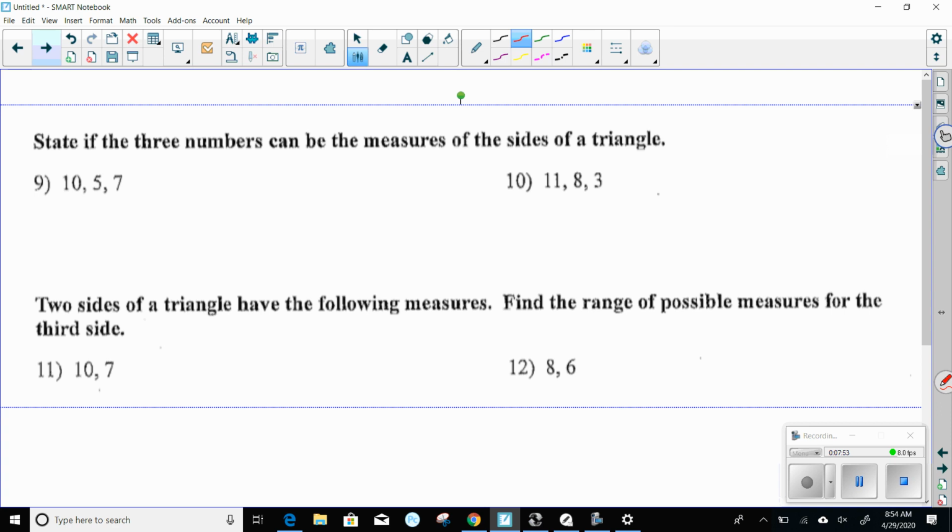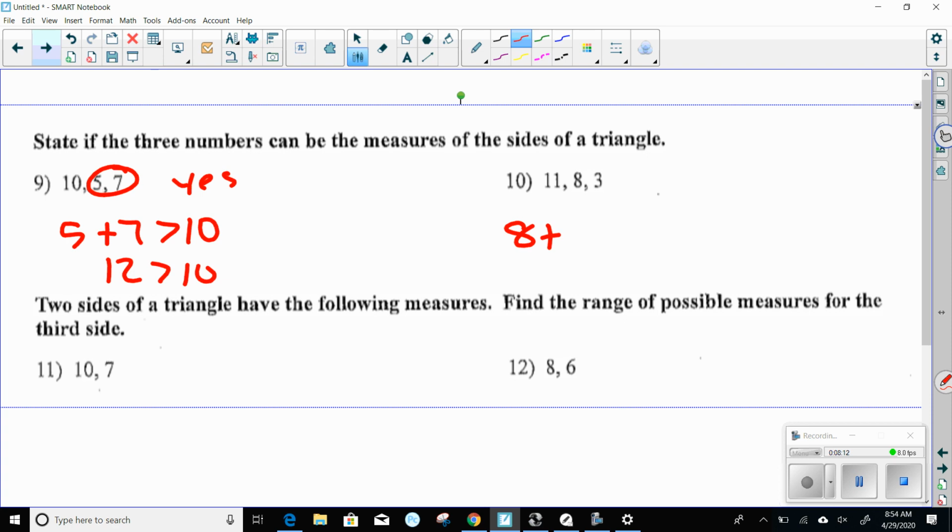Okay, moving past those, let's go through these really quick. It says state whether the 3 numbers can be the measures of the sides of a triangle. And this is really simple. All I do is add the 2 smaller sides together, and it has to be greater than the 3rd side, right? 12 is greater than 10. This would be a yes. Add 8 and 3 together with its shorter sides. The question is, is that greater than 11? Well, no, it's equal to 11, so this would be a no.